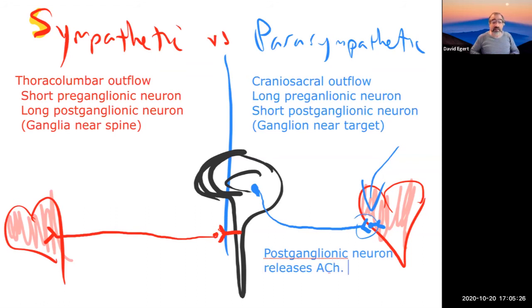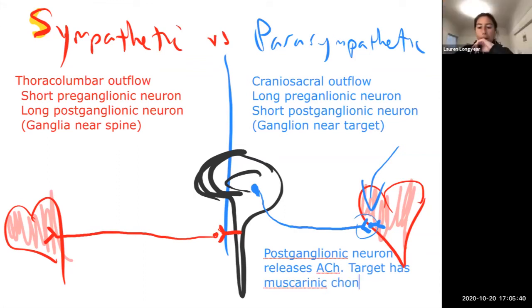And the target is going to obviously have to have receptors for that, but it's going to be different than we saw in the somatic motor system. The target is going to have muscarinic cholinergic receptors. Well, not receptors.